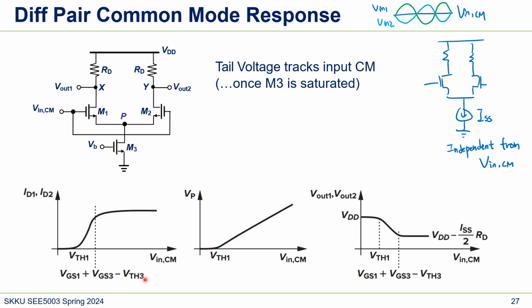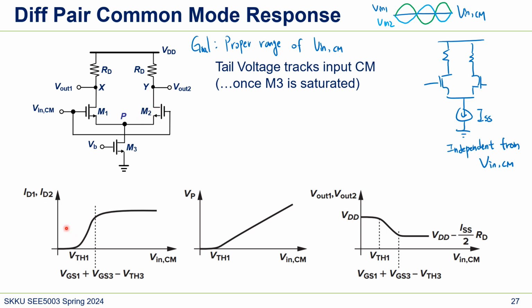The goal of this slide is the proper range of VinCM. Let's see this first. The x-axis is VinCM and the y-axis is ID1 and ID2. ID1 is the current flowing through M1 and ID2 is the current flowing through M2, right?